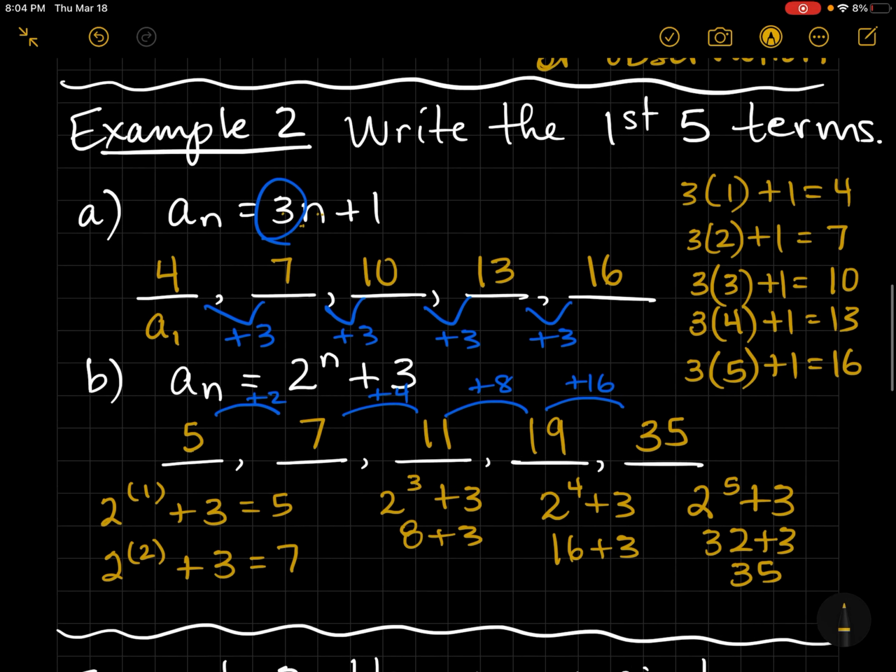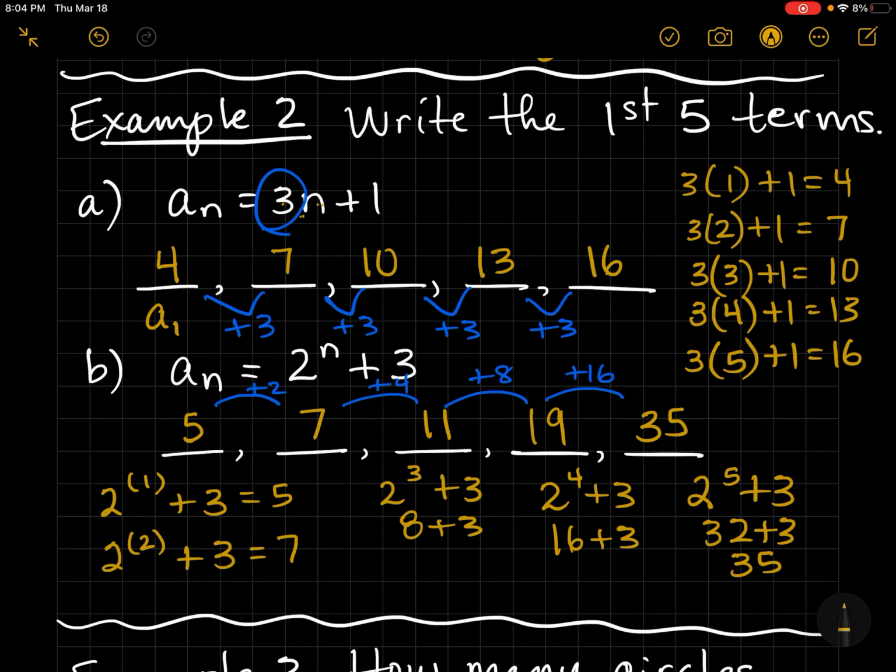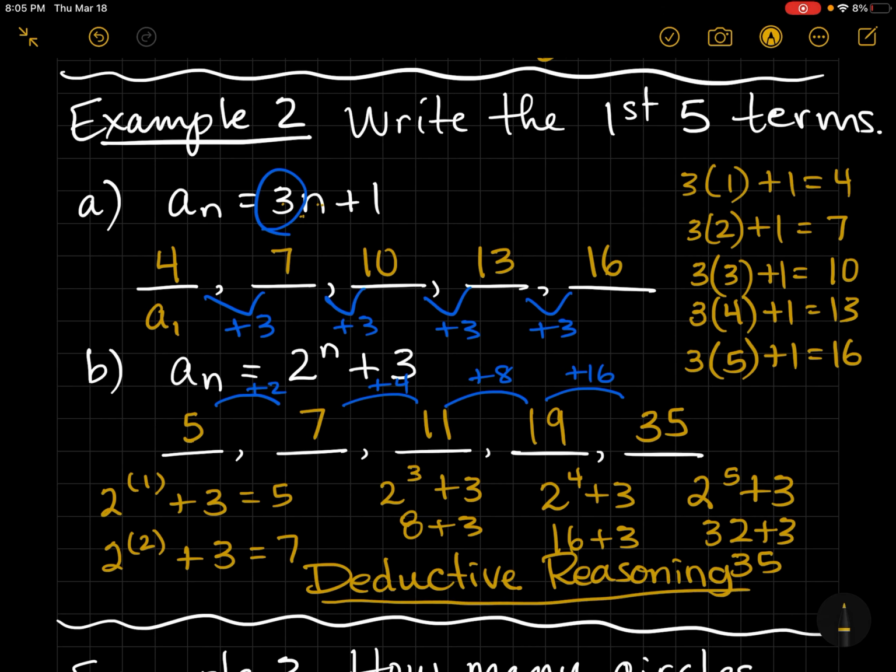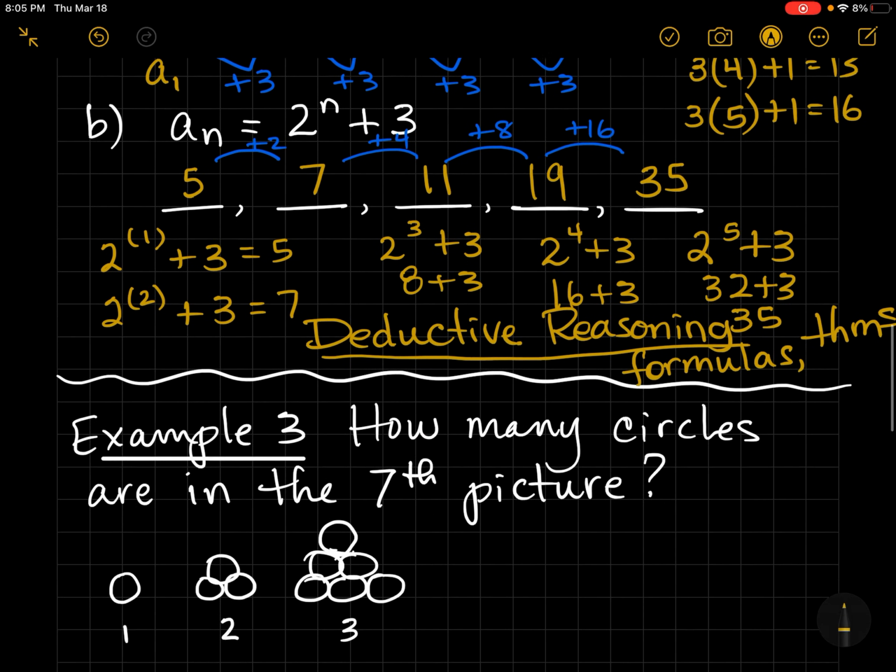Oh, by the way, this, without depending on the patterns, is called deductive reasoning. Okay, and this is what we say is more concrete. And in math, we say that we're using formulas, rules, theorems, postulates, and things like that. So deductive reasoning is more concrete, whereas inductive is a little more abstract.